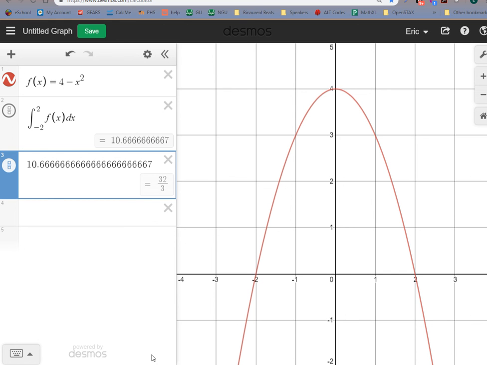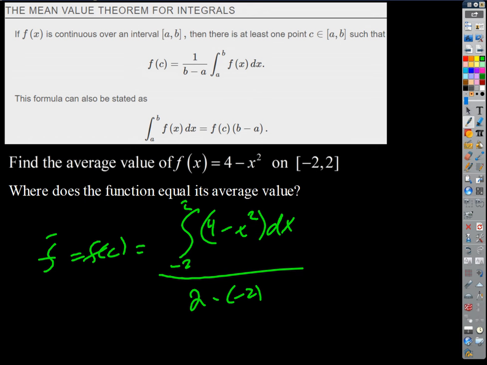Okay. On your graphing calculators, you know how to do that, right? Yeah, fraction. Yeah. Okay, I'll make sure everybody has seen this. So you go.